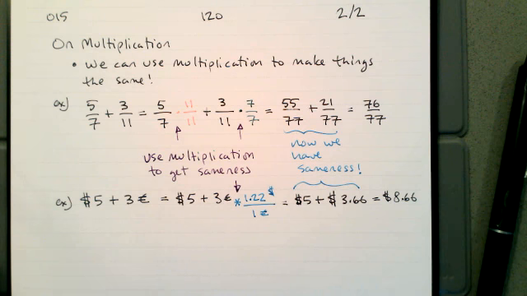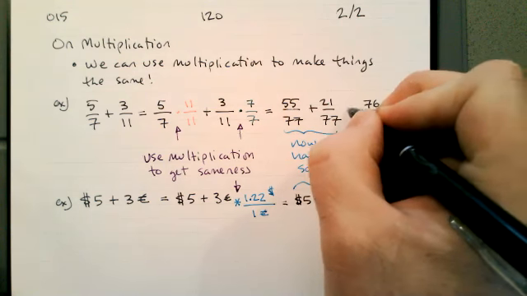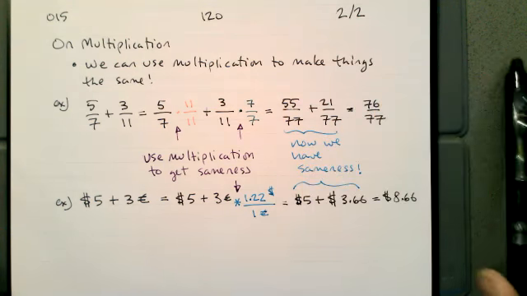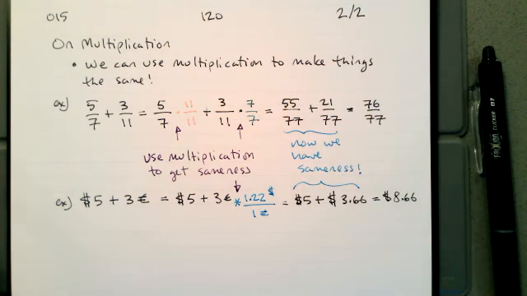So that's one way we think of, that's one rule for multiplication. One of the uses for multiplication. We use multiplication to make things the same. Any questions?